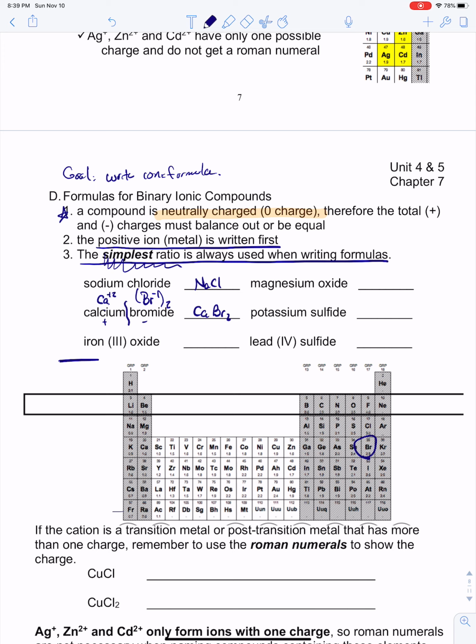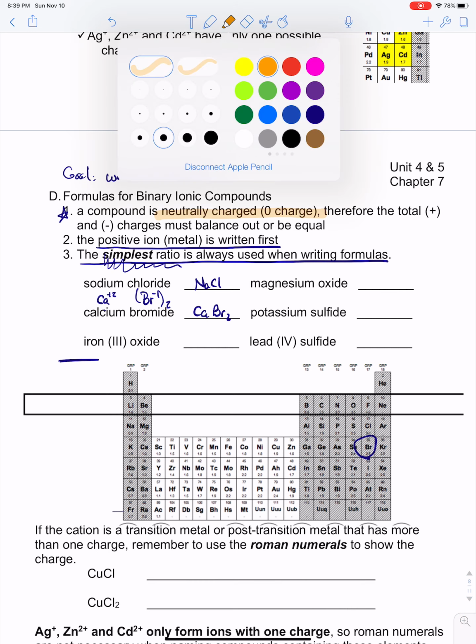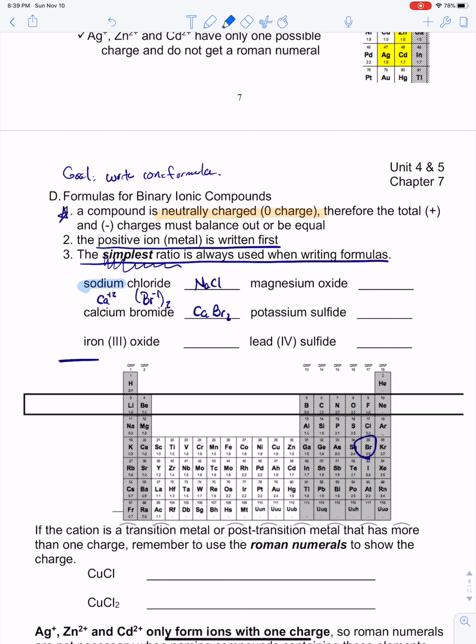Now, when we're talking about main group elements, so all these elements that we had here, like the sodium, the chlorine, the bromine, and the calcium, they're all in the S and P block, so we can use the periodic table. They only form ions with 1 charge, and we can use the periodic table to figure out what the charges would be. But iron, let me use this one here.